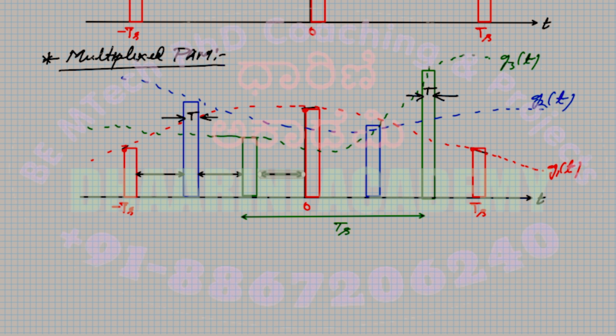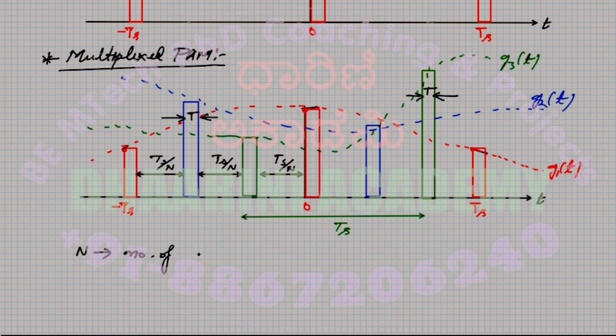But you see now, in general, this gap is, right, I can write whatever TS, it's divided by N, where the capital N is the number of samples or number of message signals. So this is also TS by N. This is also TS by N. So here you see the capital N represents the number of message signals.